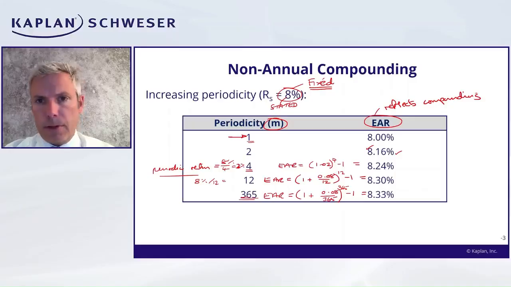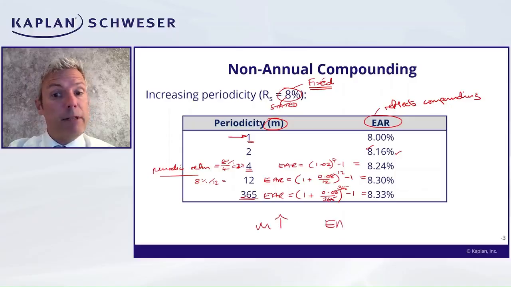The important thing to take away from this particular analysis is that as M gets bigger, your effective annual return gets bigger, but it doesn't get bigger in a straight line, does it? It goes up by 16 basis points here, then only 8 when we double periodicity again, then only 8 basis points when we triple the periodicity. And look, it's a very small increment in terms of your EAR when we go from monthly to daily.